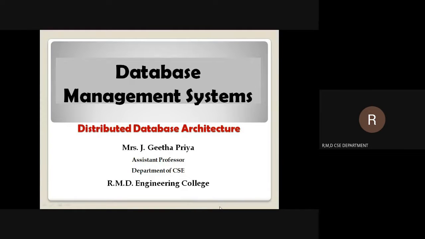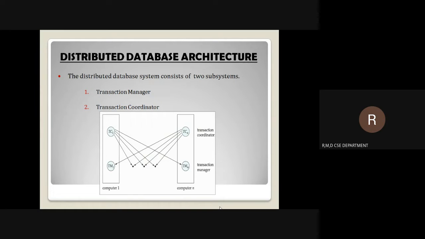Hello everybody. In this video, we will discuss the distributed database architecture. The distributed database system contains two main subsystems. One is the transaction manager and another one is the transaction coordinator. Each and every site in which the database is distributed has these two components, called the transaction coordinator and transaction manager. The transaction coordinator and manager responsibilities are explained as follows.